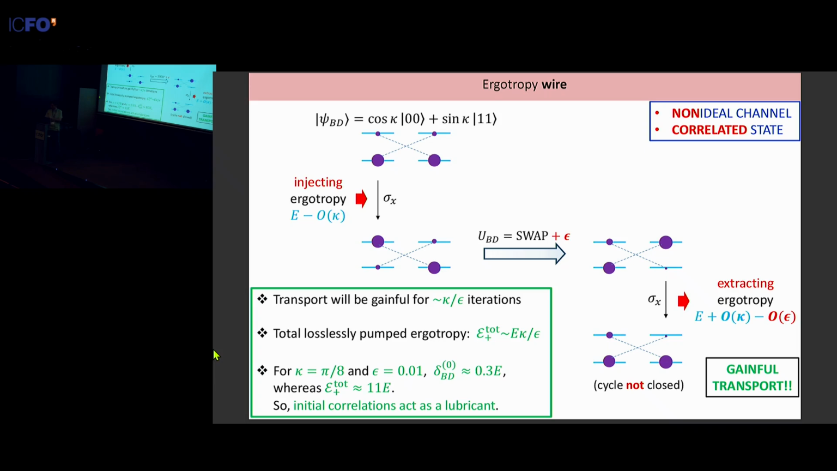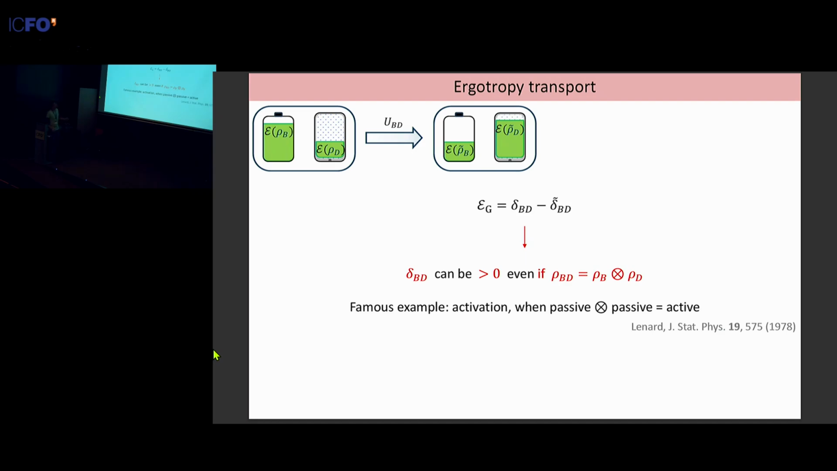I'll wrap up in 1 or 2 minutes. In larger systems, the situation is a bit different, but the general idea is again the same: the ergotropy gain is given by the difference between the ergotropic gaps. The ergotropic gap can be positive even for product states. When you have larger systems, there is this notion of activation, where you compose 2 passive states and you get an active state without anything. They just don't know about each other, but the global thing is active.